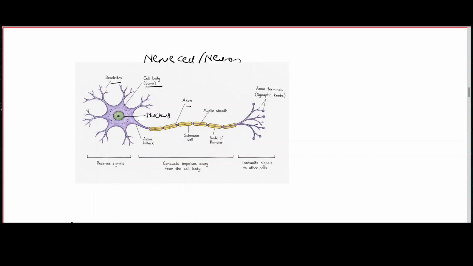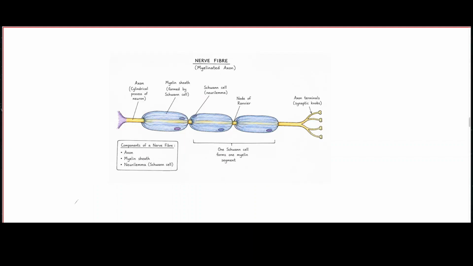Now when you talk about a nerve fiber, let's look at a nerve fiber. Now this is a nerve fiber. The nerve fiber majorly consists of the axon of a neuron, plus its covering, the myelin sheath. So this is a nerve fiber. Basically a nerve fiber conducts electrical impulses.